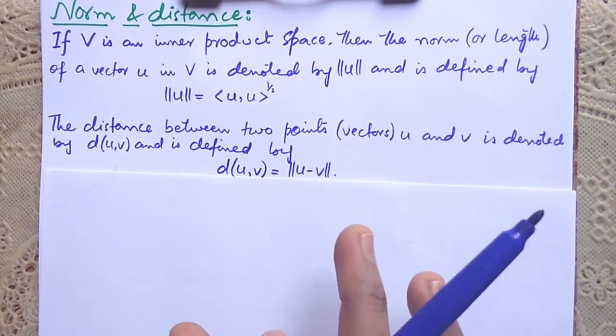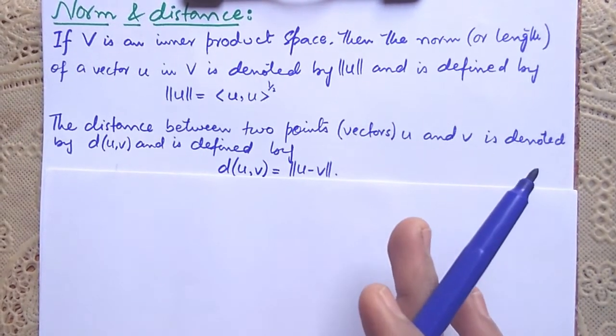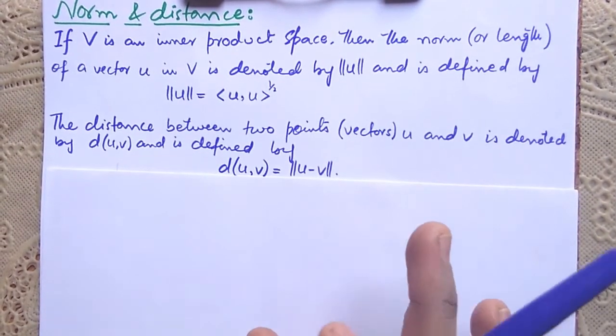And we use them to find the length of a vector and the distance between two vectors in the Euclidean n-space. We will see later how we define the norm and distance in spaces other than the Euclidean space.